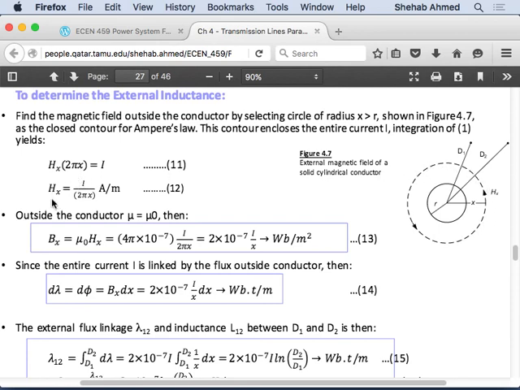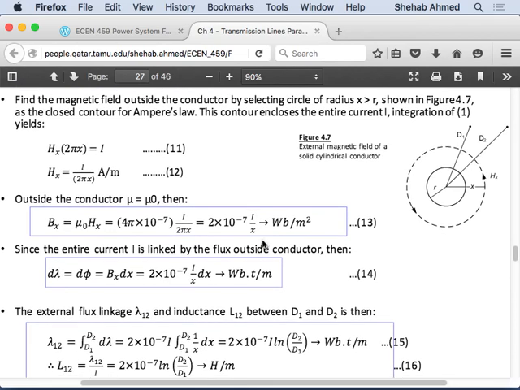And from there I can calculate h of x. After h of x, I calculate B at point x, the flux density at point x. The flux density and h are related by the permeability mu naught. Mu naught is equal to 4 pi times 10 to the minus 7. So B of x is equal to 2 times 10 to the minus 7 I over x, right?